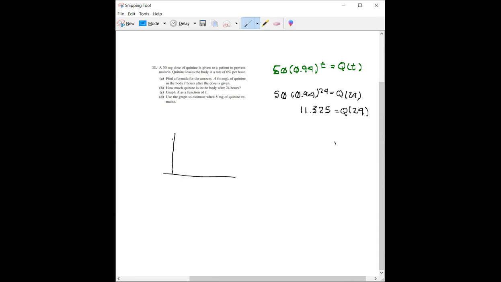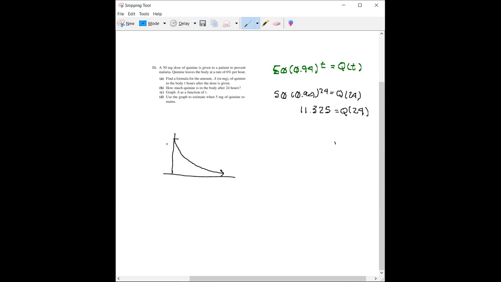So we have something that looks like this, right? It's an exponential decay. We start somewhere, we get lower, it goes exponentially. We could use this graph to estimate when 5 mgs of quinine remain.